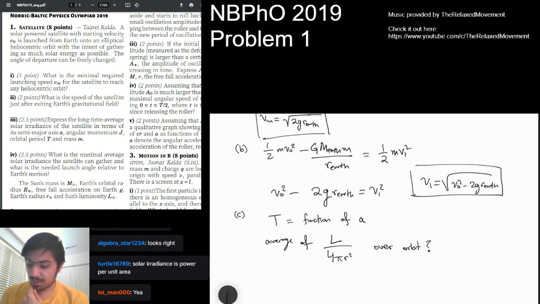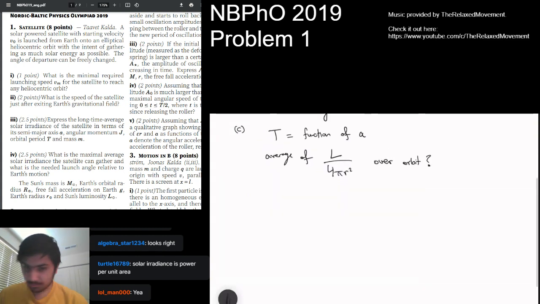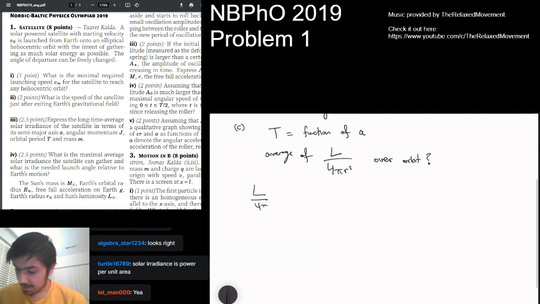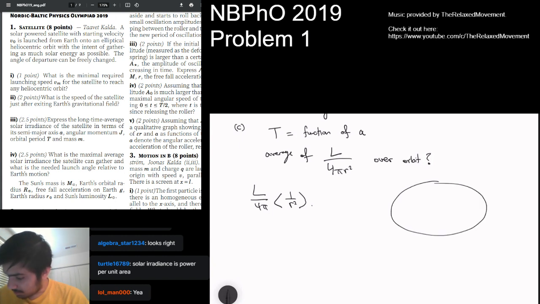Okay, so you just want the average of L over 4 pi r squared. So let's think about that. What is the average of L over 4 pi r squared over the orbit? L is a constant, so it's just L over 4 pi times the average of 1 over r squared over the orbit. Now, some elliptical orbit. I want to find the average of 1 over r squared.